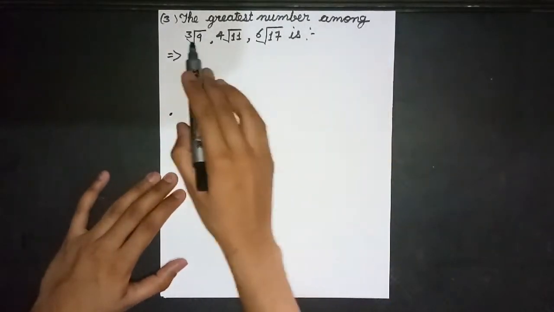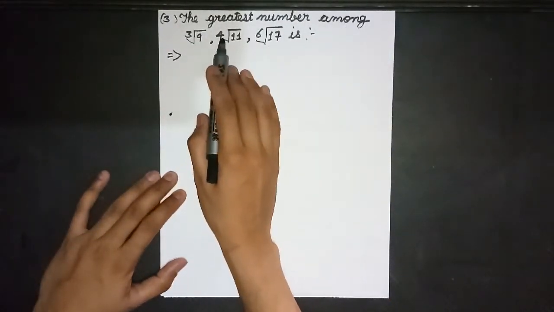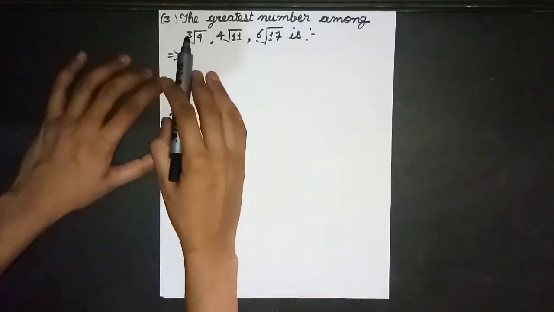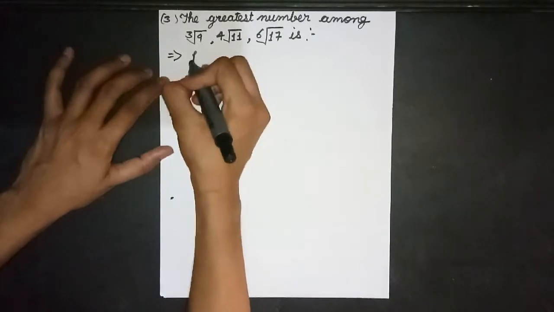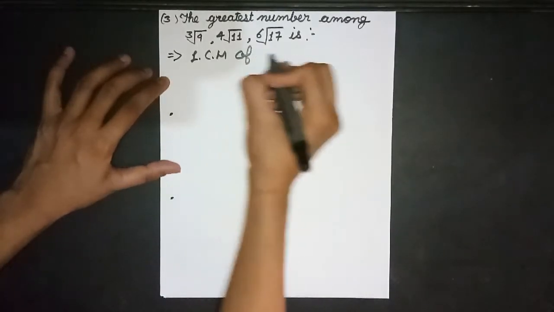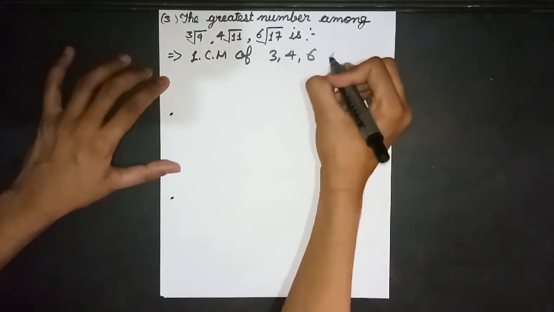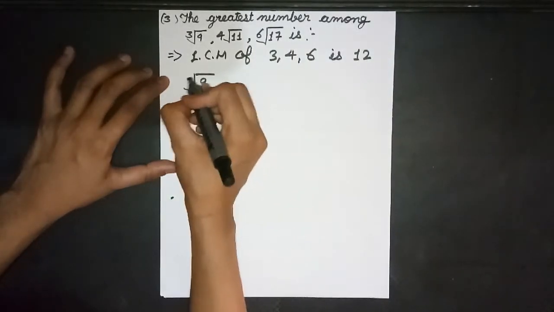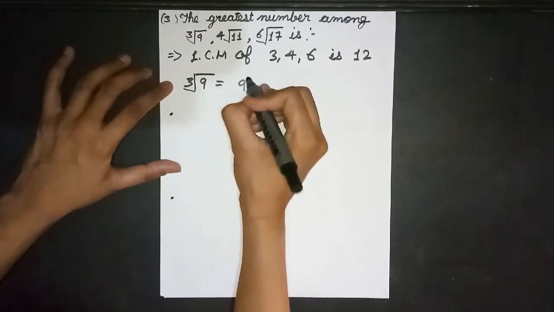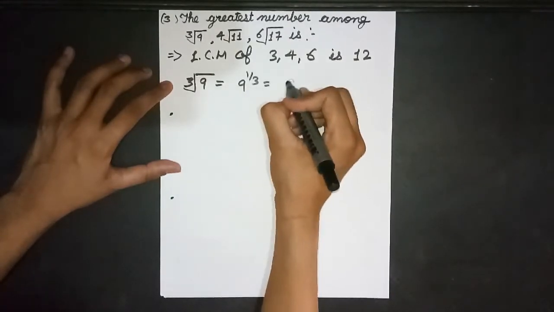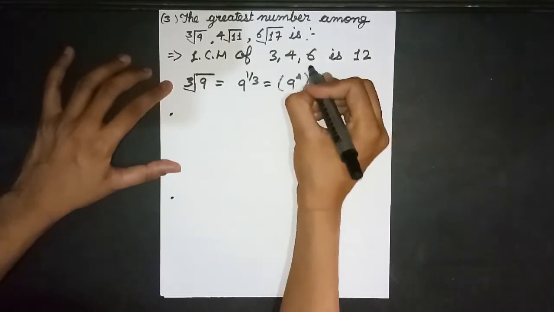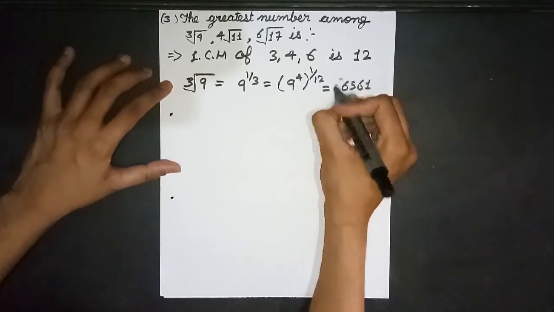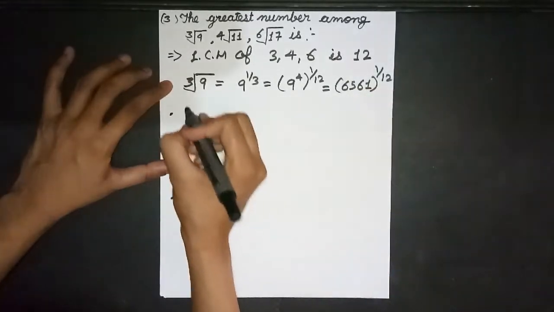Third, the greatest number among cube root of 9, fourth root of 11 and sixth root of 17 is. So let's start. First of all, let's take the LCM of 3, 4 and 6, and this is equal to 12, right? So now we have cube root of 9, so this is equal to 9 raised to power 1 by 3, and this is equal to 9 raised to power 4, raised to power 1 by 12, and this is equal to 6561 raised to power 1 by 12, right?